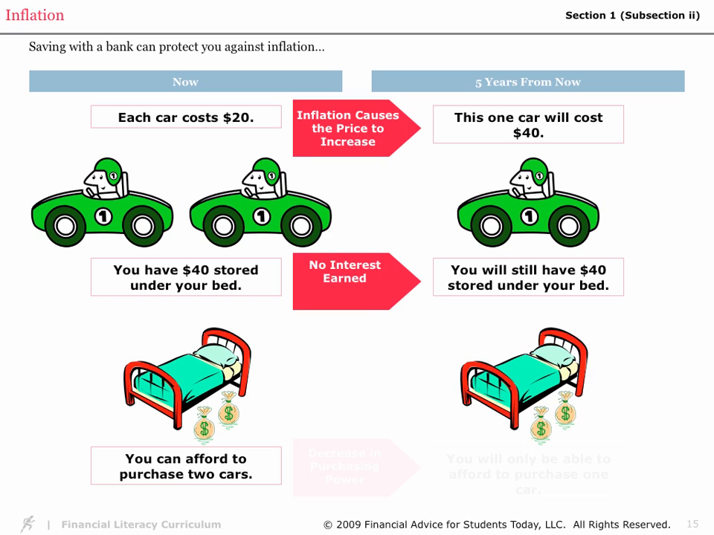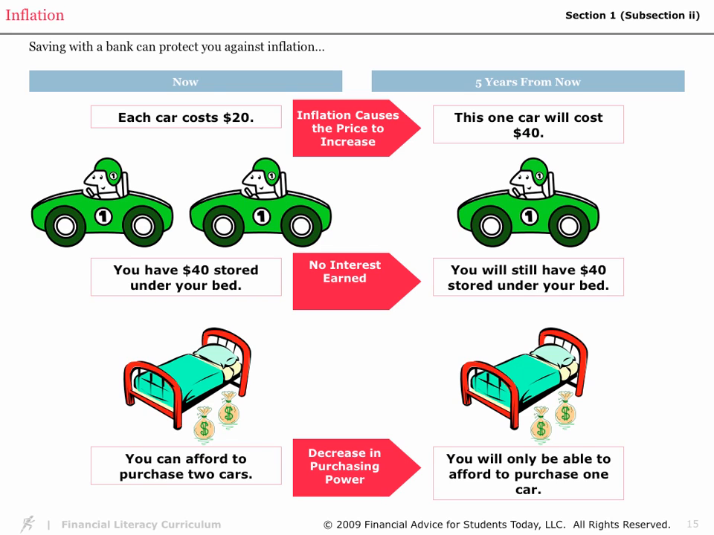Since the $40 was stored under your bed instead of in a bank, it did not earn any interest. The result will be a decrease in your purchasing power as evidenced by the fact that you will only be able to purchase 1 car, when at the beginning of the period you could afford 2 cars. Emphasize that saving money in a bank will help combat the negative effect inflation can have on your purchasing power.